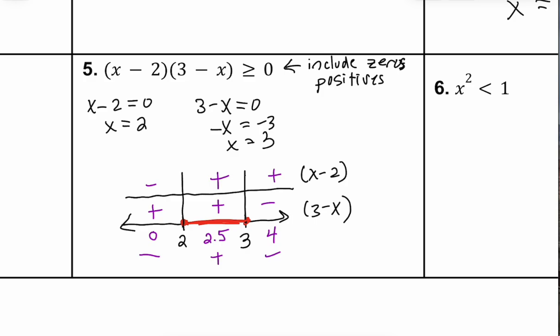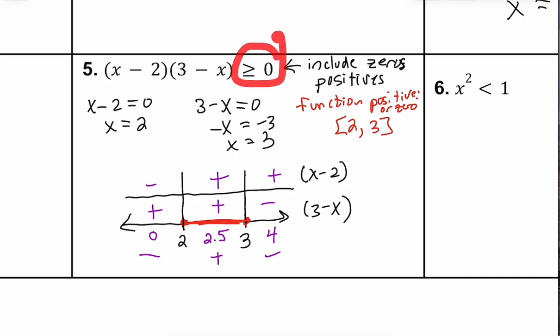So the answer to this is that our function is positive between 2 and 3. And we only put a bracket if this thing included the zeros. It says it can be equal to 0, and that's the only time we include those in brackets. And that's why I colored those in down on the graph so that those are clearly marked as, hey, I want to include those.